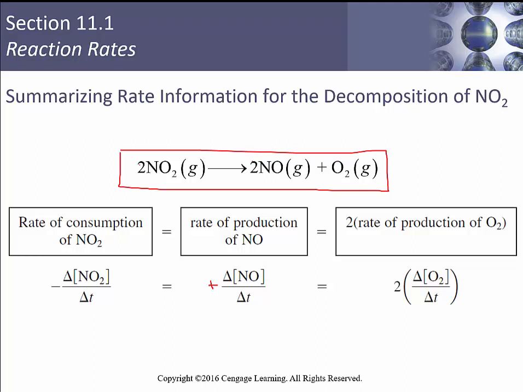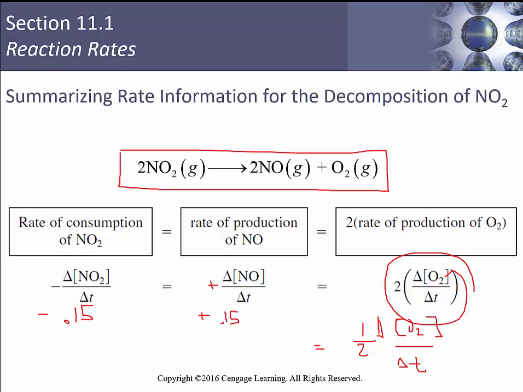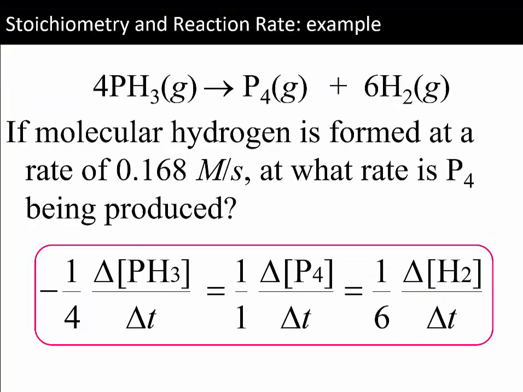So if I wanted to write this out as a relative rate normalized to all of these things, what am I going to need to do for this? All right, I'm going to need to make this into 1/2 delta O2 over the change in time. All right, so if you need to convince yourself, put in numbers, right? I'm going to generate 0.15 of this. I'm going to lose 0.15 of the NO2, but in order to make that equal to the 0.3 that I'm generating from the oxygen, I need to cut that down by half.